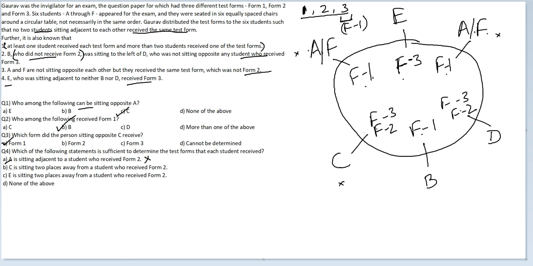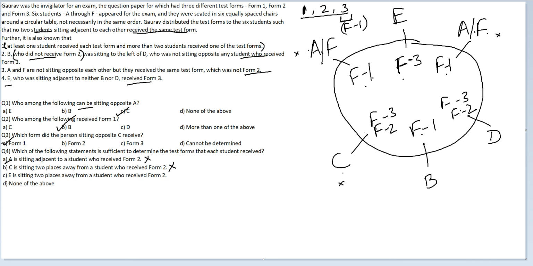Let's look at option B. C is sitting 2 places away from a student who received form 2. Okay. If C is sitting 2 places away from the person who is receiving form 2, it will necessarily be D. D has form 2. We know that now. But C can still have form 3 or form 2. So we still don't know about the unique form that C has. And therefore option B also cannot be the answer.